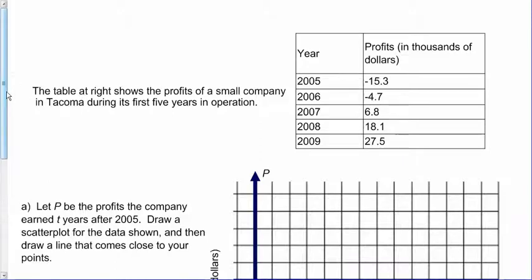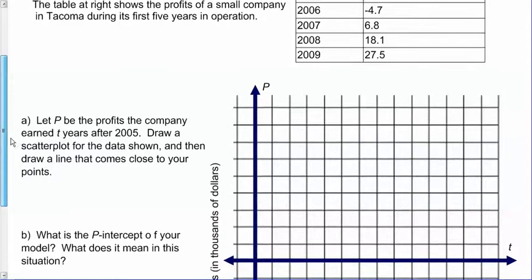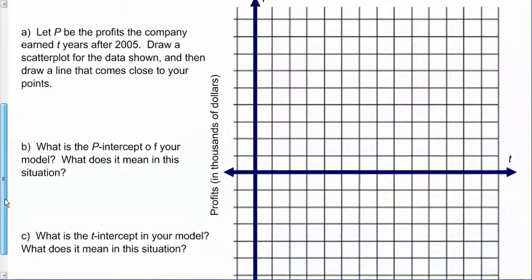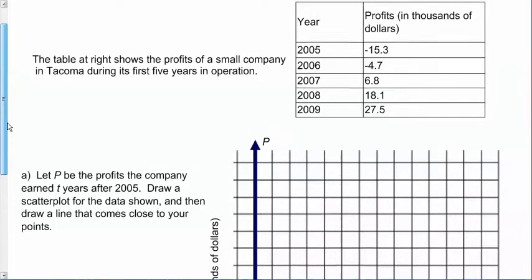So what we're going to do with this information, they're asking us to let P be the profits the company earned T years after 2005. Draw a scatter plot for the data shown, and then draw a line that comes close to your points. And then once we've done that, we're going to find what the p-intercept of the model is and what that means. And then we're going to find what the t-intercept of the model is and what that means as well. So let's get this scatter plot drawn so we can answer these questions.